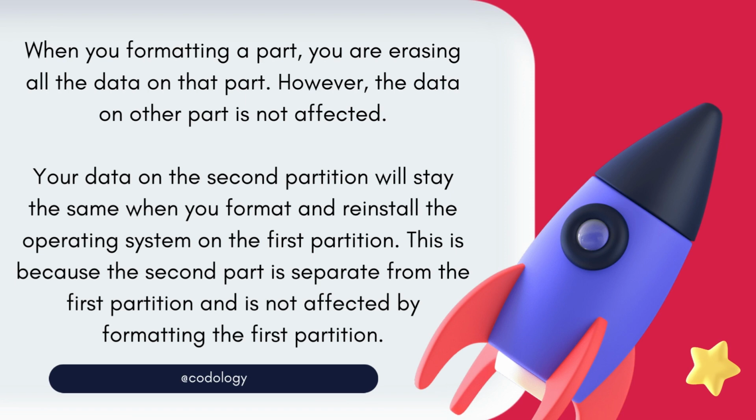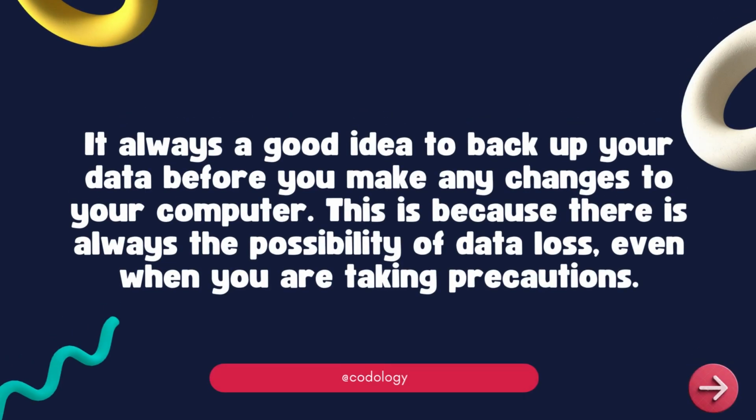Your data on the second partition will stay the same when you format and reinstall the operating system on the first partition. This is because the second partition is separate from the first partition and is not affected by formatting the first partition. It's always a good idea to back up your data before you make any changes to your computer. This is because there is always the possibility of data loss, even when you are taking precautions.